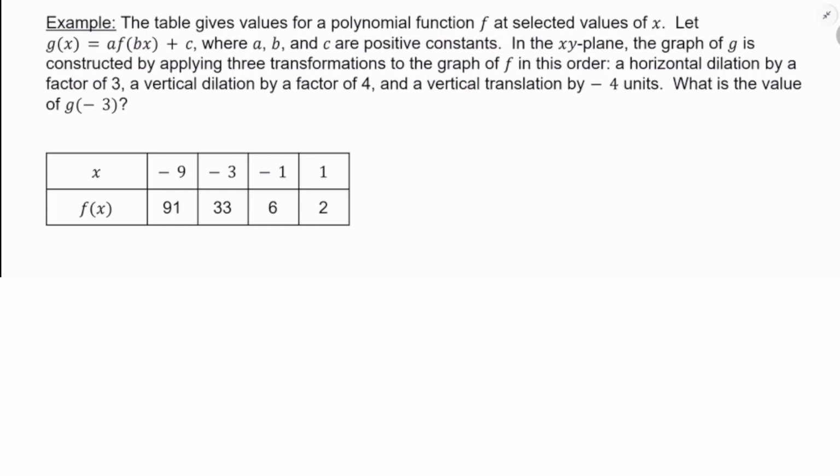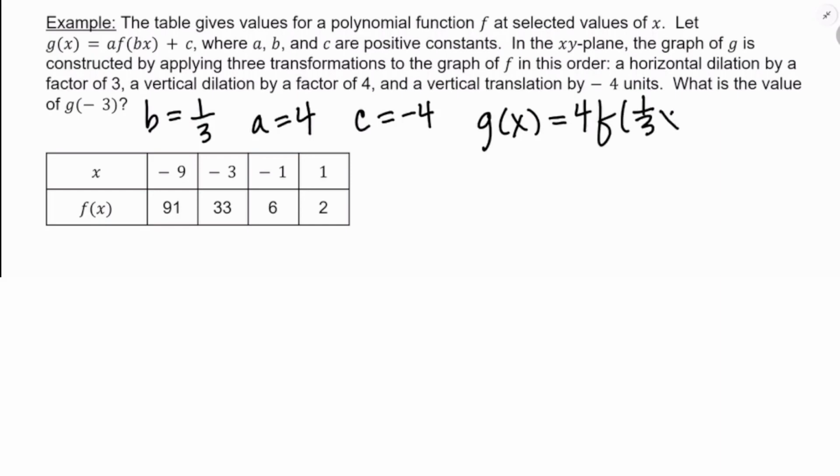Okay, so the graph of G is constructed by applying 3 transformations to the graph of F in this order. Horizontal dilation by a factor of 3. That means B equals 1/3. A vertical dilation by a factor of 4, so that's going to be A equals 4. And a translation vertically by -4, that means C equals -4. So G of X equals 4 F of 1/3 X plus -4, so I might just call that -4.